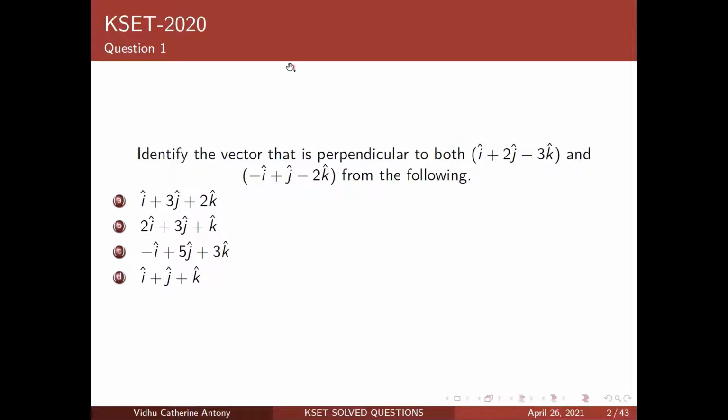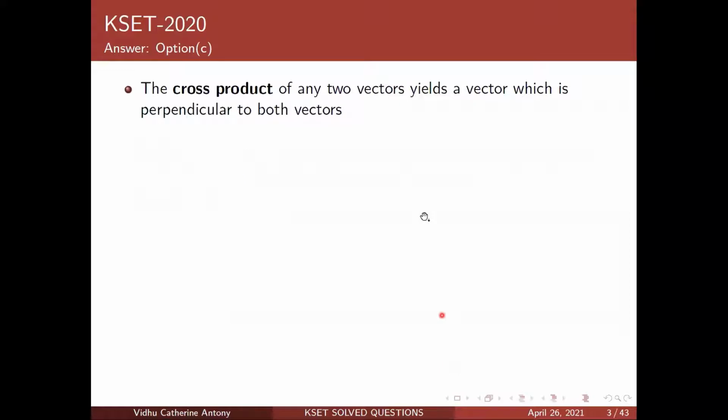So what you would mostly try to do is take the dot product of each of these options with the vectors. And I think that's not a very good way to go about it. What you could try and do is find the cross product of these two, so that you can directly choose the option without having to actually do the dot product for each one of them. Okay, so let's look at this.